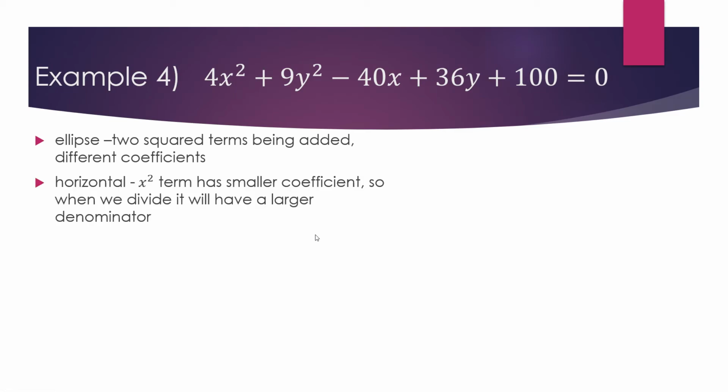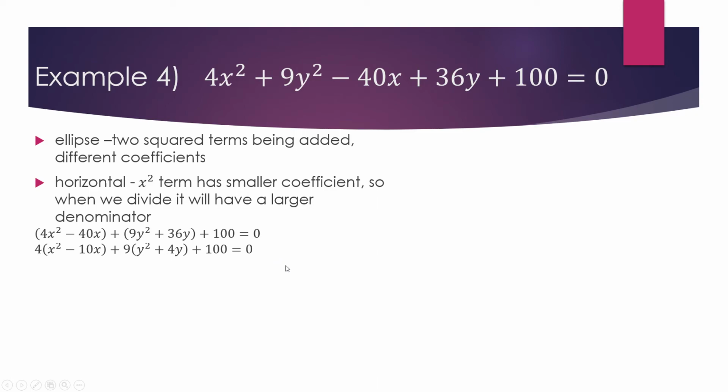We know this is a horizontal ellipse because our x squared term has a smaller coefficient. So as we do our work to get it into standard form, when we divide, the number with a smaller coefficient will actually have a larger denominator, which is what determines whether it's horizontal or vertical. So if we get this in standard form, grouping our x terms together in one set of parentheses, group our y terms together in the next set of parentheses, that 100 gets kicked outside. If we factor out the coefficient from each of the squared terms, we get 4 times the quantity x squared minus 10x plus 9 times the quantity y squared plus 4y plus 100 is equal to 0.